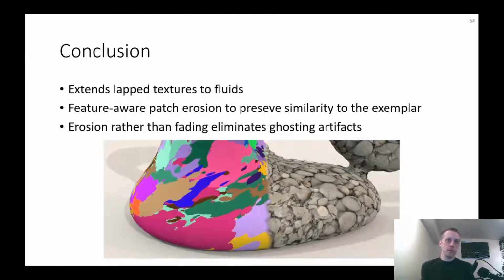In this paper, we presented a new patch-based approach for synthesizing textures on fluid surfaces. Our approach extends lapped textures to fluids. We use a feature-aware patch erosion approach in order to better preserve similarity to the exemplar. Using erosion rather than fading eliminates ghosting artifacts. Further, unlike methods depending on temporal fading, our texture stops changing when the underlying fluid stops moving.